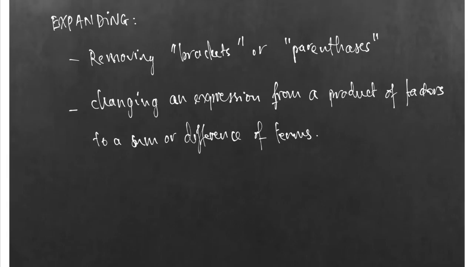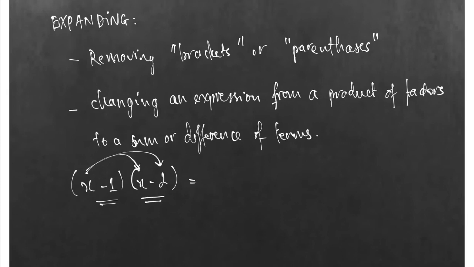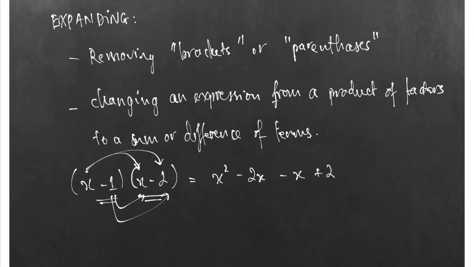For example, if you have x minus 1 times x plus 2, this is the process of removing parentheses, or changing this expression from a product of factors to a sum or difference of terms. You can use FOIL or distribute term by term. I'm going to take x and distribute it to the next parentheses, so I get x squared plus 2x. Then I take negative 1 times x, I have negative x, and negative 1 times 2, you have negative 2.